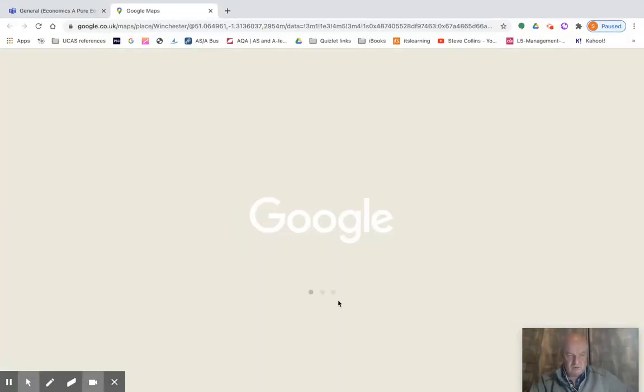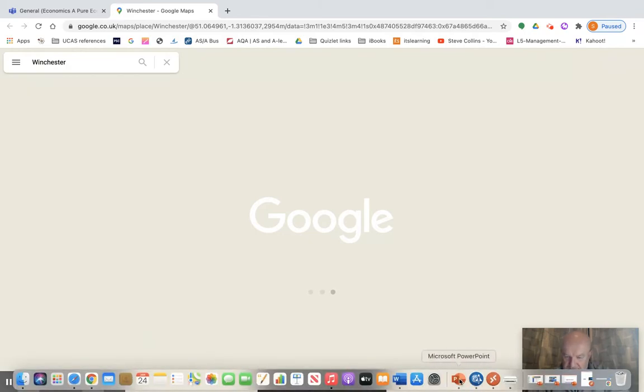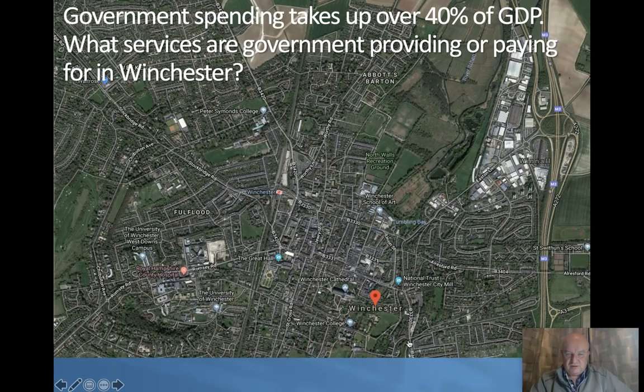I'm not sure why we've gone to Google Maps. That's my cursor going somewhere it shouldn't have done, so I do apologise for that.